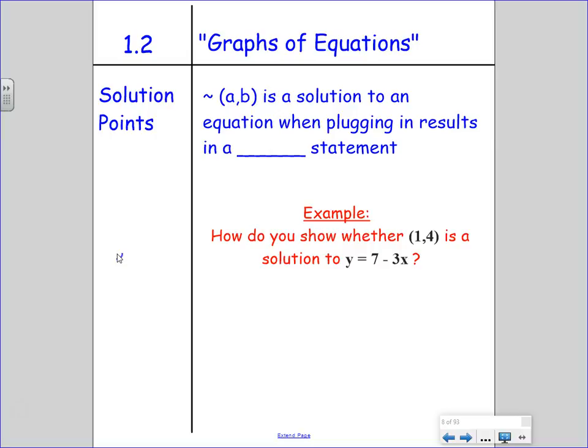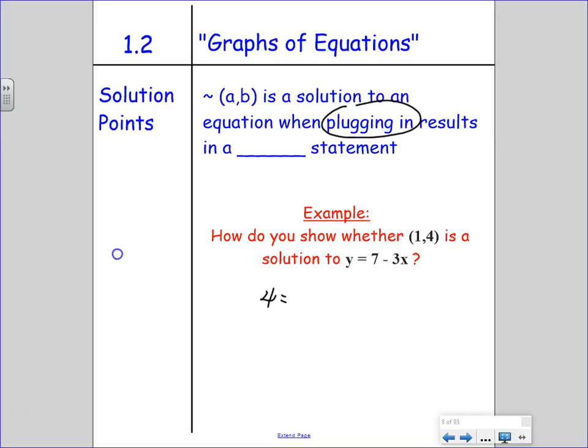Alright, here we go. When is a point a solution to an equation? What kind of statement must it result in? If you don't know, here's an example below. How could you guys test whether 1, 4 is a solution or not? Yeah. Plug it in, plug it in. You want to write yourselves a note? Plugging in is what you want to do.